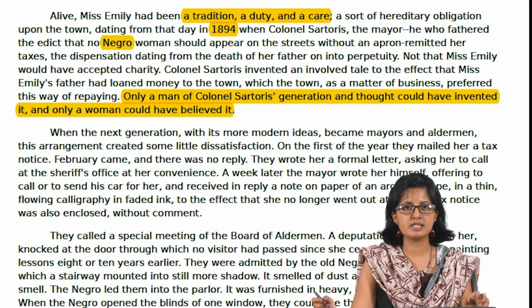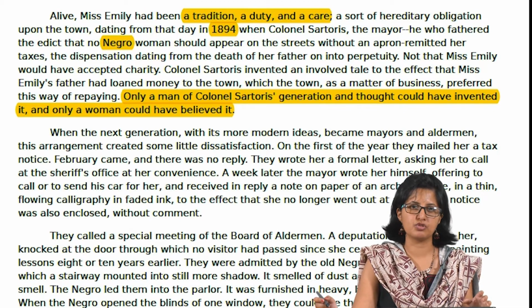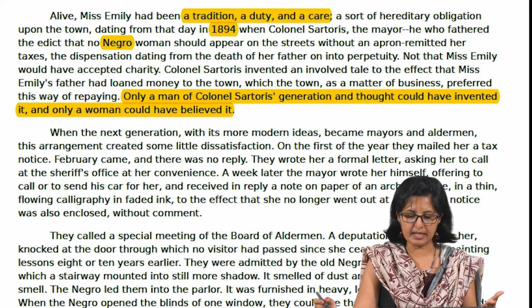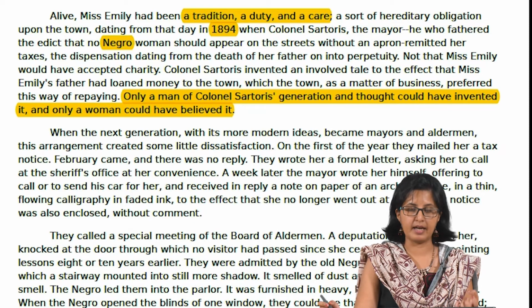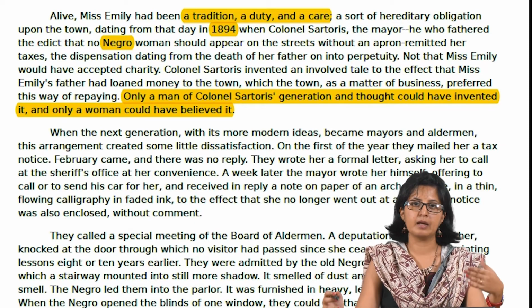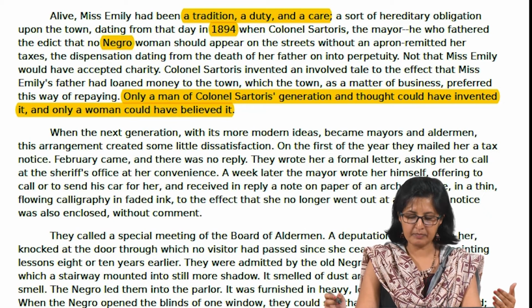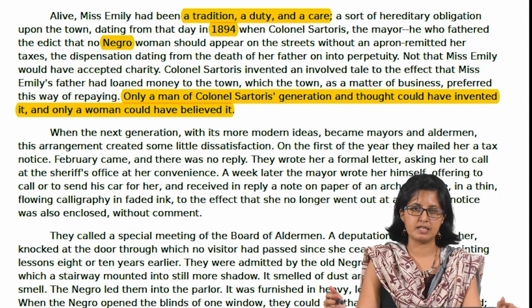Colonel Sartoris comes up with this strange logic that Emily's father had loaned money to the town, and this was a way of repaying them by exempting them from taxes. And when the narrator tells us that only a man of Colonel Sartoris' generation and thought could have invented it, and only a woman could have believed it, we get to know two things about the narrator. One, he does not believe it himself.